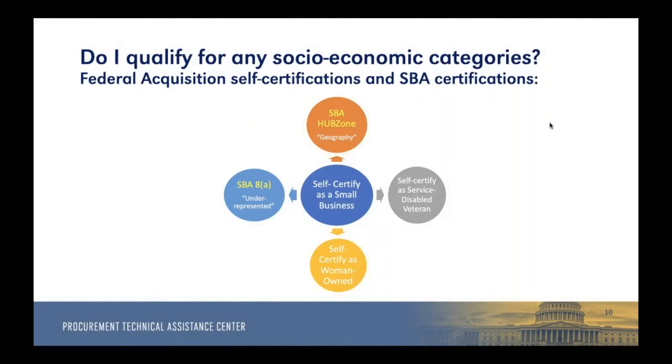So then if we go up to the top bubble there, we have the SBA HUBZone program. HUBZones are essentially either census tracts or different areas within a state that have been deemed as economically disadvantaged historically.